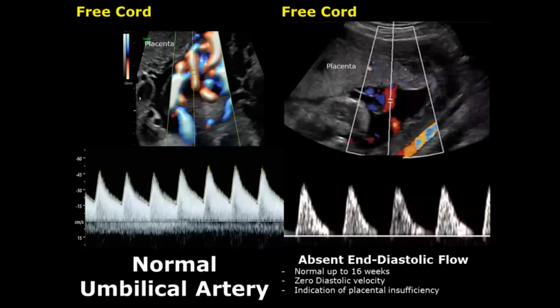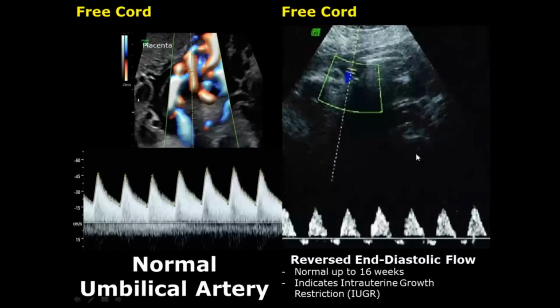Here we have another case of absent end diastolic flow with 0 diastolic velocity and indicating placental insufficiency. In reversed end diastolic flow, we see flow reversal. We can see the velocity below the baseline, which indicates that there is reversal of flow due to high resistance, and this indicates intrauterine growth restriction.